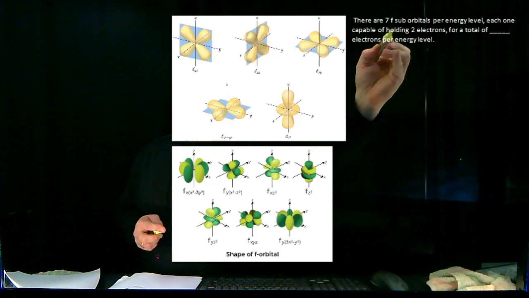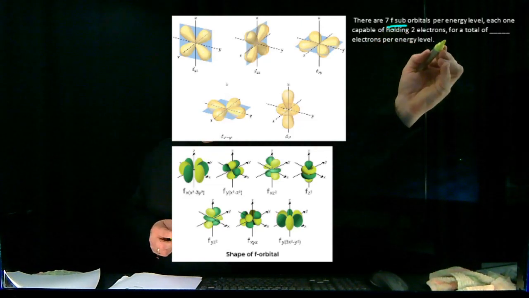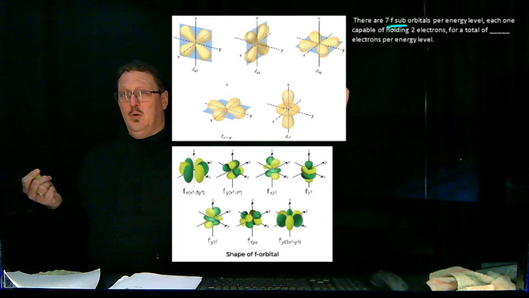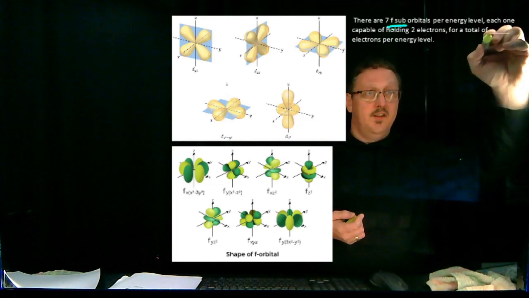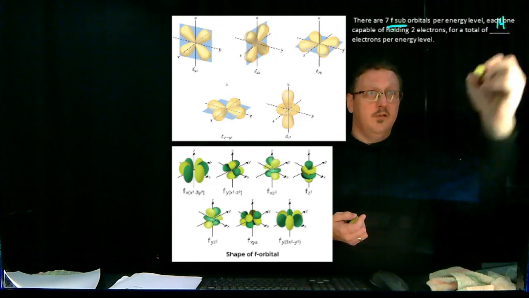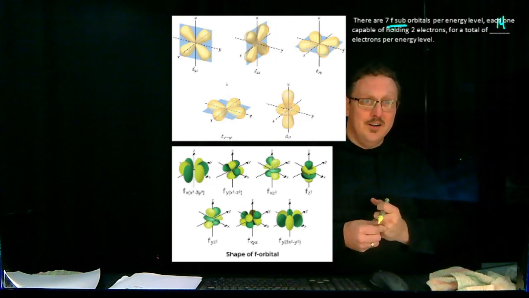Then the last one we're going to talk about are the f orbitals. And so your f orbitals, there are 7 of them. Each of those 7 orbitals can hold 2 electrons for a total of 14. And I'll just jump over here so you can see me. There we go. So there's a total of 14 electrons per energy level.